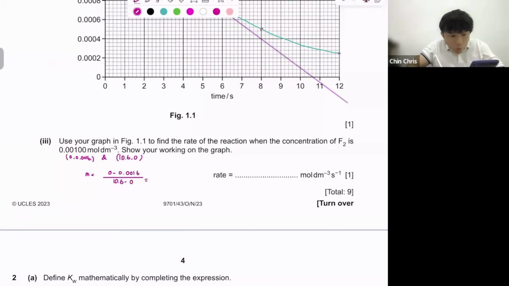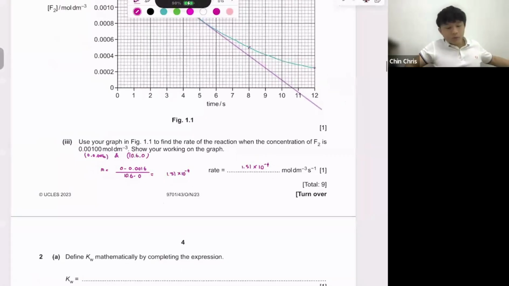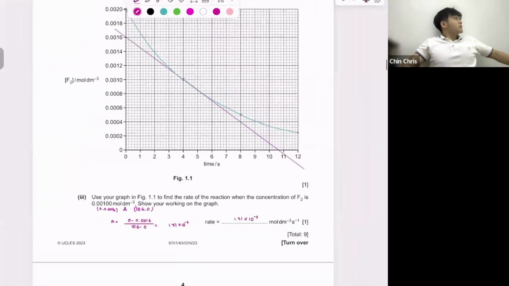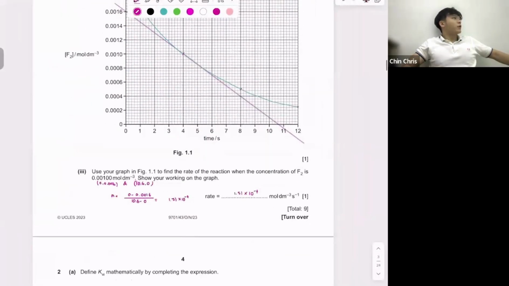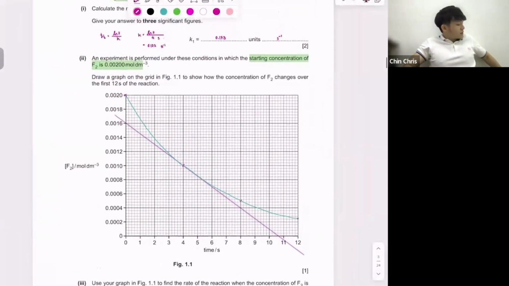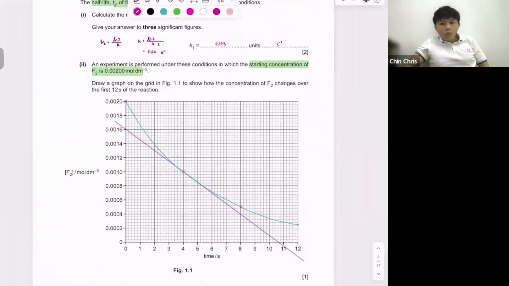Okay, guys, my answer is about 1.51 times 10 to the power of -4. Guys, don't care about the negative here. The negative is indicating the reactant is decreasing. The rate is always positive. All good. So, guys, you see, right? If the graph is wrong, the bottom one is wrong. Okay, but it's not too bad. This is quite easy to sketch.